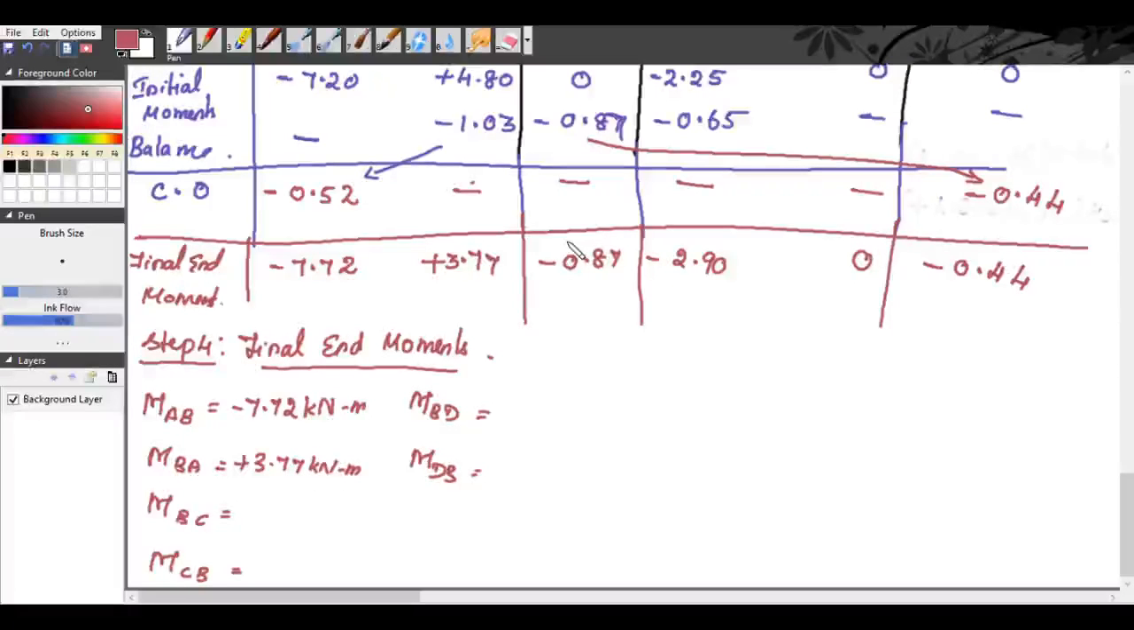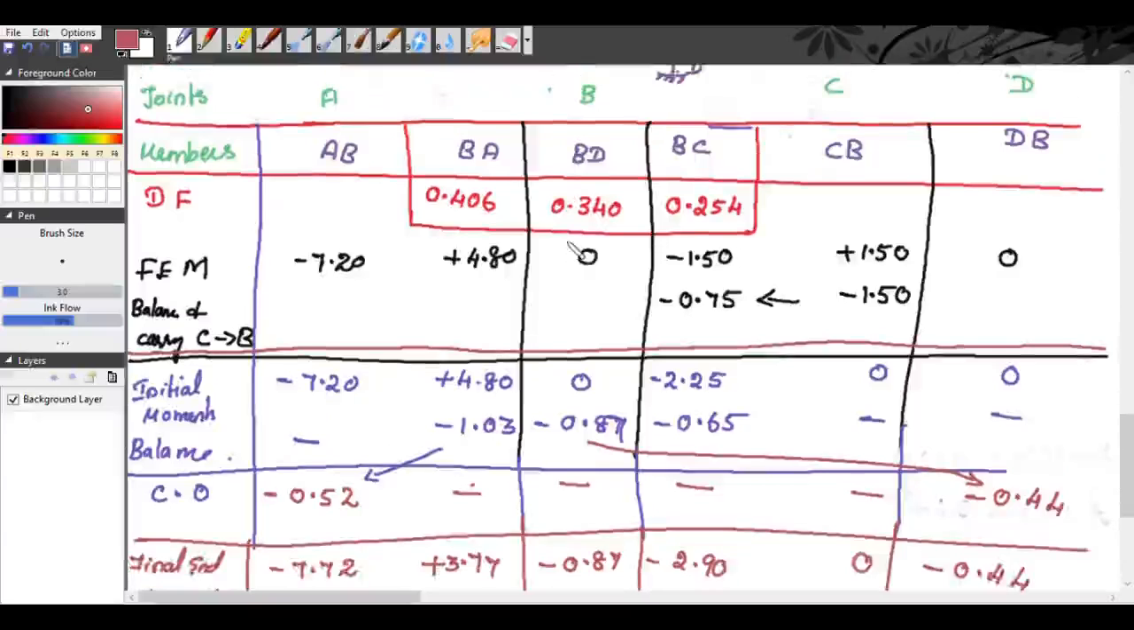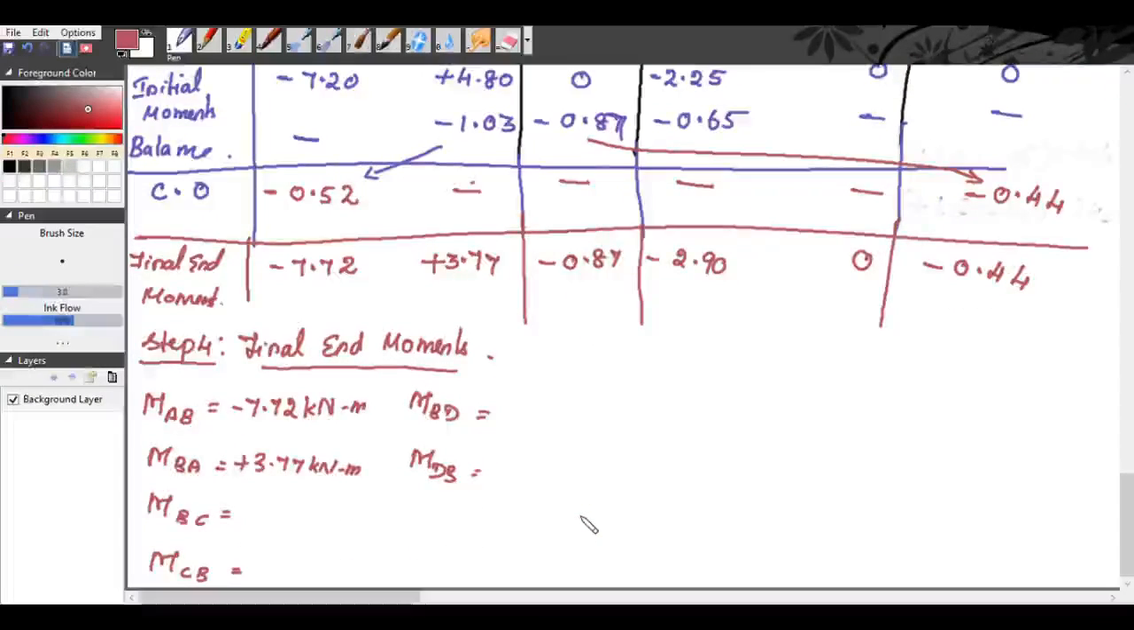Next, this is BD, right? For BD, it is minus 0.87 kilonewton meter. This is between BC. So minus 2.9 kilonewton meter. MCB is 0 and MDB is minus 0.44 kilonewton meter.